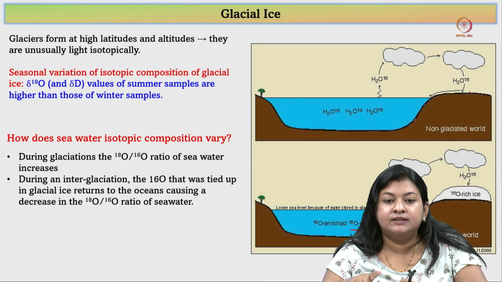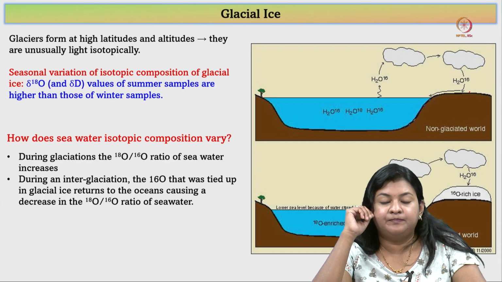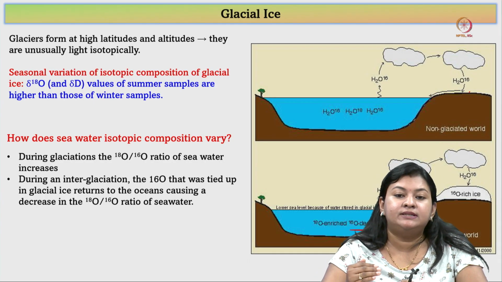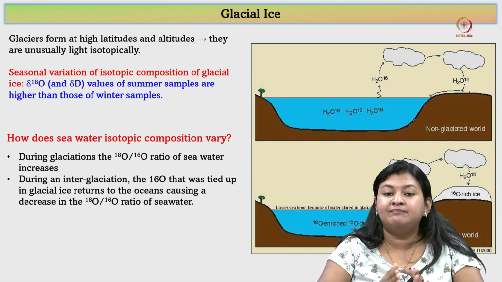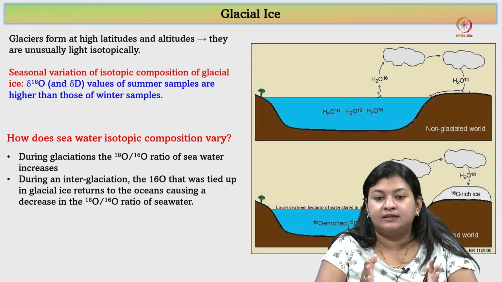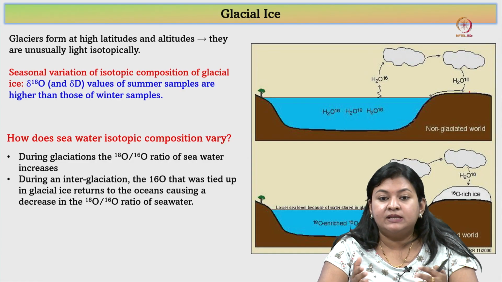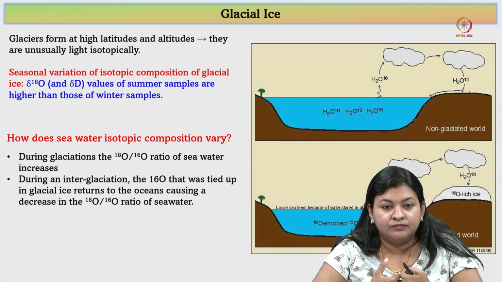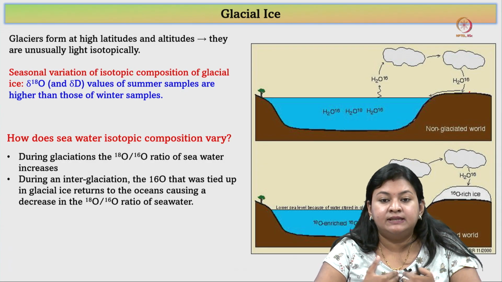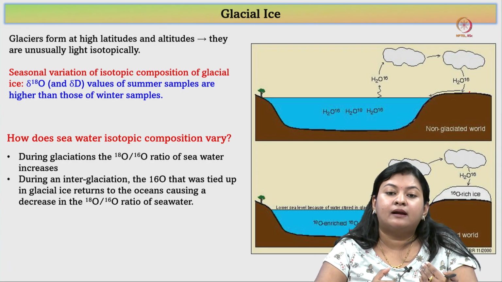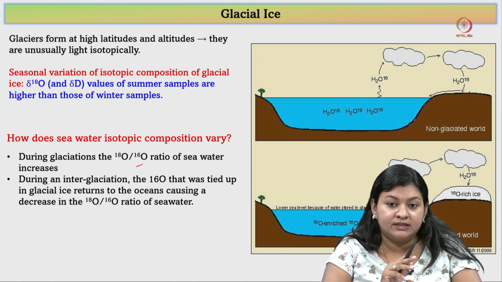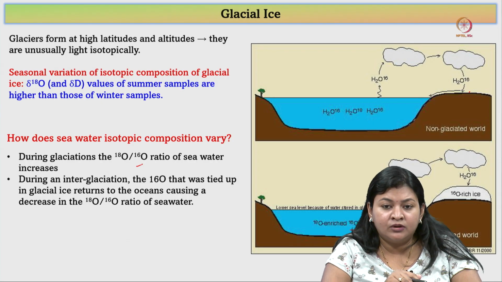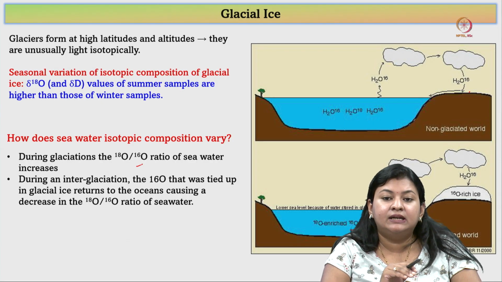So, during glaciations, the 18 oxygen by 16 oxygen ratio of sea water increases, and during the interglaciation time, during the melting season, during the melt, the long time scale of interglaciation, something that is currently happening, this melt water returns back to the ocean. So, now my 16 oxygen returns back to the ocean. Therefore, the 18 oxygen by 16 oxygen ratio of the sea water falls down during the interglaciation period.